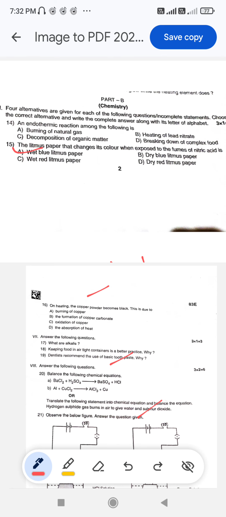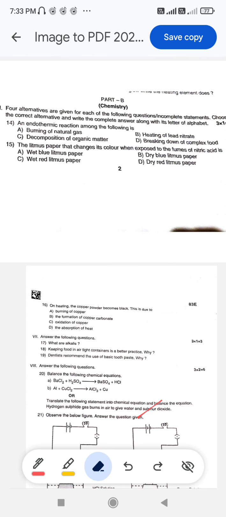First, how to identify hydronium ions or H plus ions, which are only produced in the presence of water molecules. After that, again blue litmus changes into red, that is called as what? Acid. So wet blue litmus paper is the answer for that.